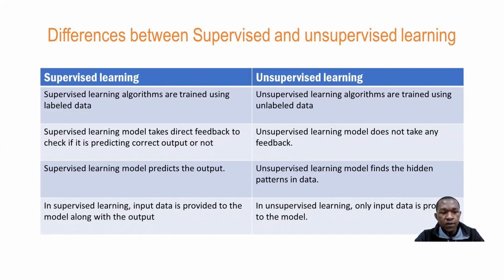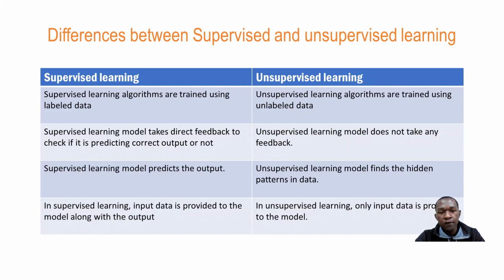The other difference is that a supervised learning model takes direct feedback to check if it is predicting the correct output or not, while an unsupervised learning model does not take any feedback. Moving on to the next difference, a supervised learning model predicts the output, while an unsupervised learning model finds hidden patterns in data. This means that for the supervised model predicting the output, I'll have given it some data, and its part is to group it into one of the already predefined groups.